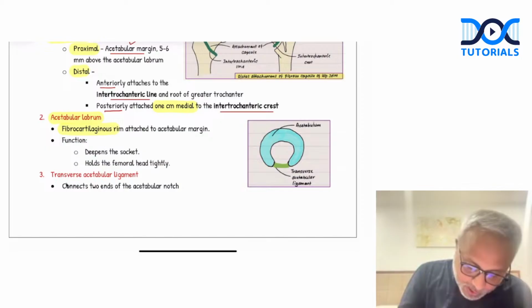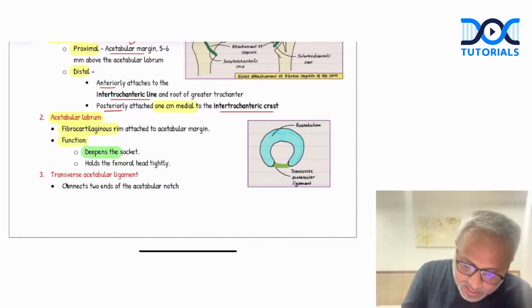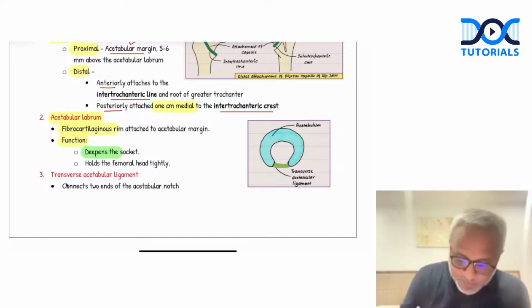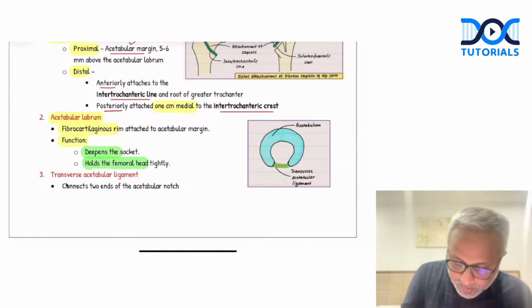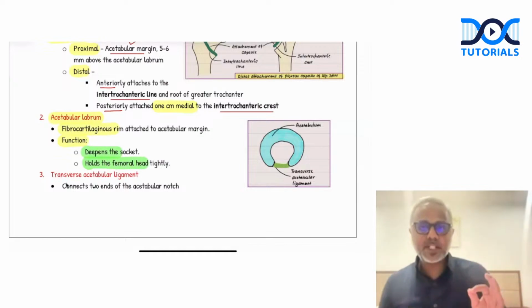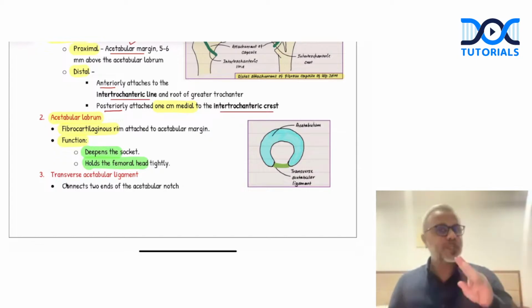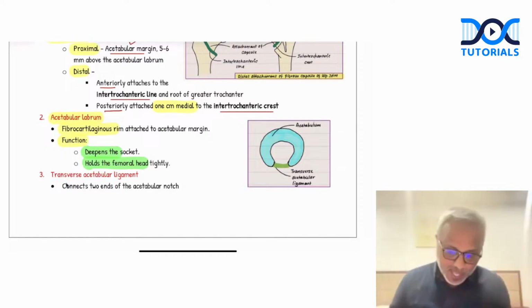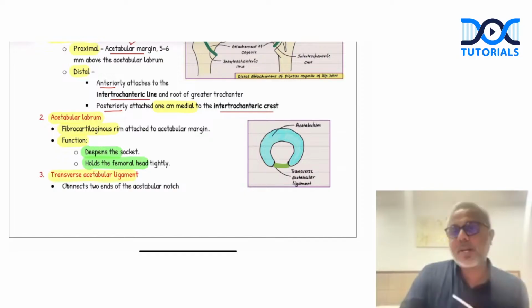Then what about its function? As we have highlighted, this actually deepens the socket and helps in holding the femoral head, right? If you write this much about acetabular labrum, it is enough. But you must mention that it is fibrocartilage, it deepens the socket, it holds the femoral head tightly. 3 points. Done.